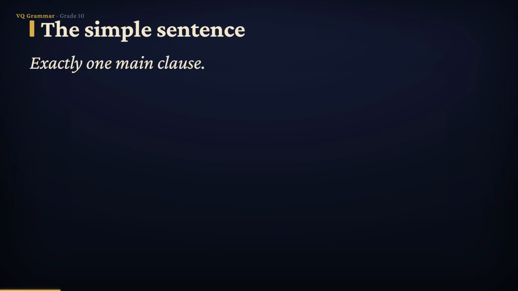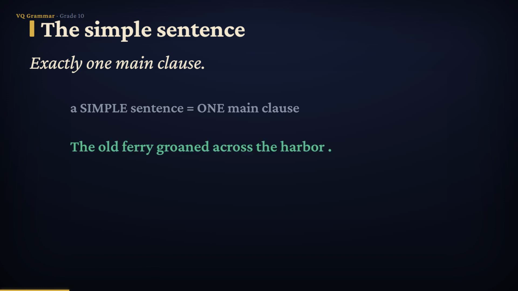So here is our first shape, this simple sentence. A simple sentence has exactly one main clause, and no subordinate clause hanging off it. The old ferry groaned across the harbor. One subject, the ferry. One verb, groaned. One complete thought, and that is all. Or try this one. Maya sketched the bridge at sunrise. Same shape exactly. Now, notice something important.